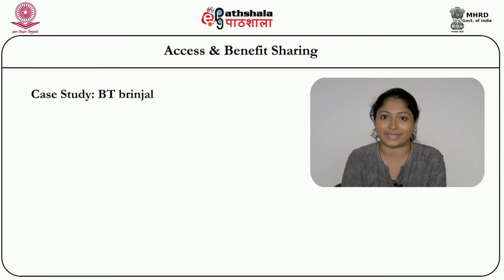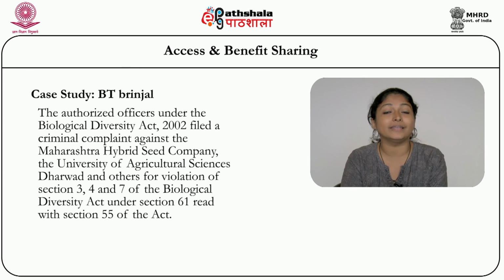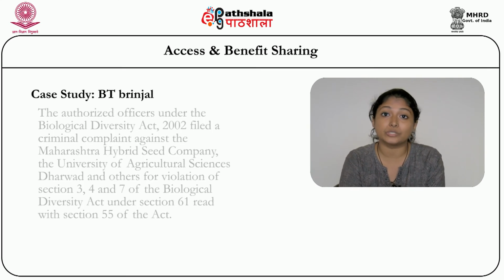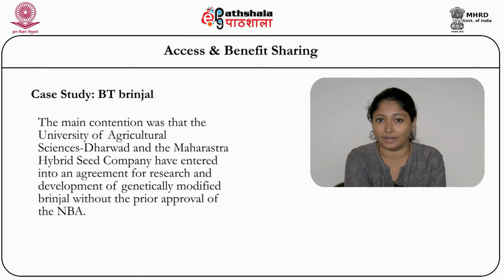Now we have the Bt brinjal example, which is a case of biopiracy. The company Mahyco, Maharashtra Hybrid Seed Company, fell under the definition of a Section 3(2) company because it had foreign shareholding, as Monsanto had invested in it. They accessed local varieties of brinjal from Karnataka without the permission of the National Biodiversity Authority, for research and also for commercial utilization, because they were developing an insect-resistant Bt brinjal variety, for which they had not received permission from the National Biodiversity Authority.